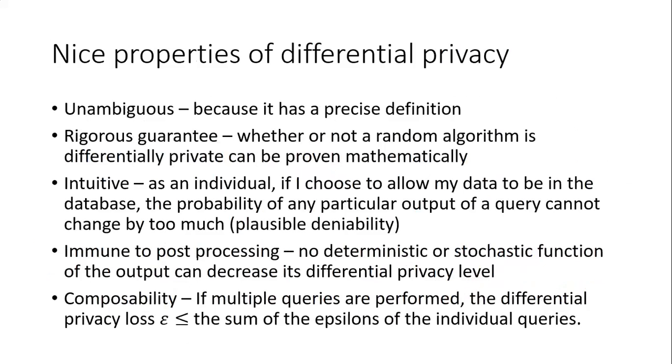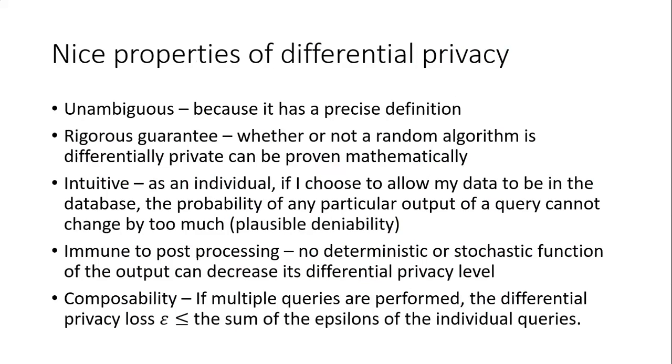So, some of the nice properties of differential privacy. It's unambiguous. It has a precise definition, so you don't have to hand wave and argue, well, I think my algorithm is private. You can rigorously guarantee that it is differentially private. What that means in terms of real world privacy, you might have to interpret, but mathematically, you can prove whether or not an algorithm is differentially private.